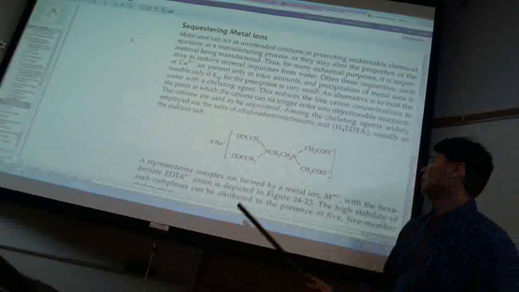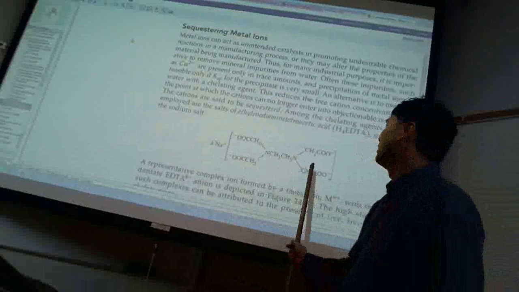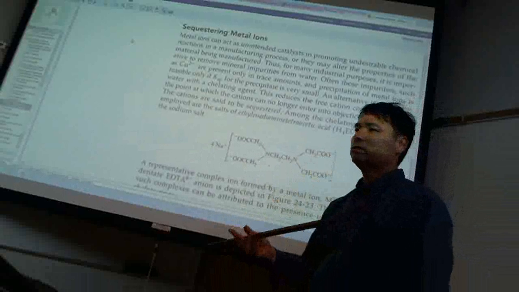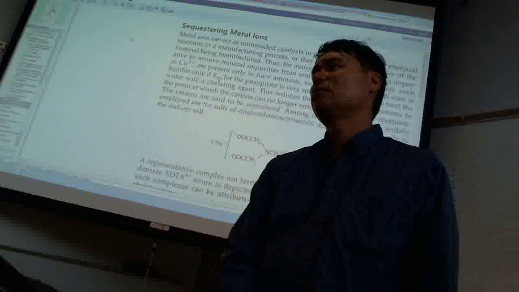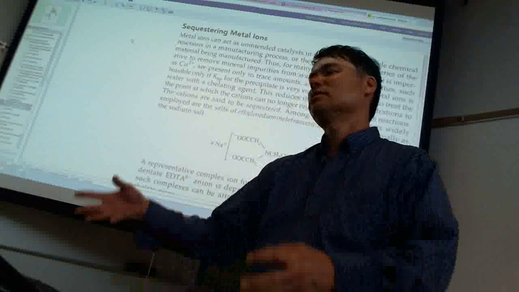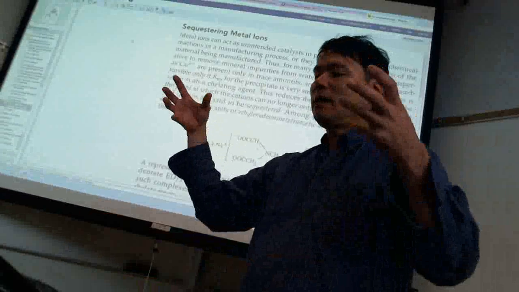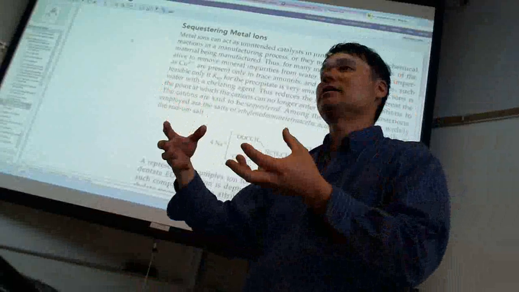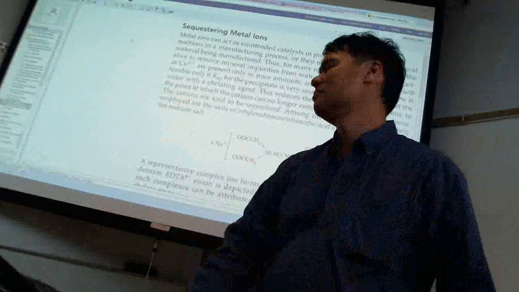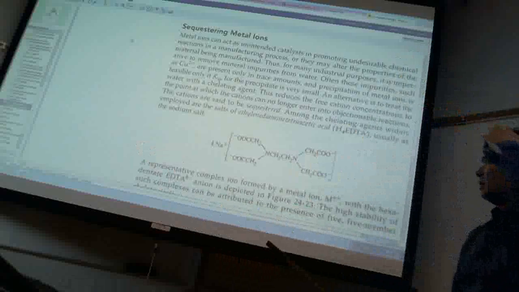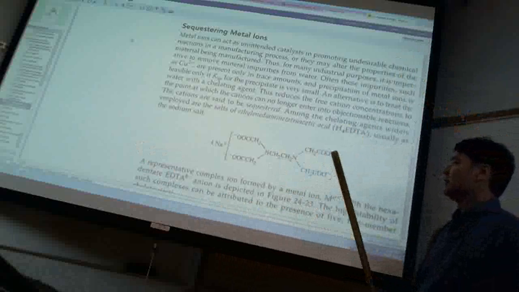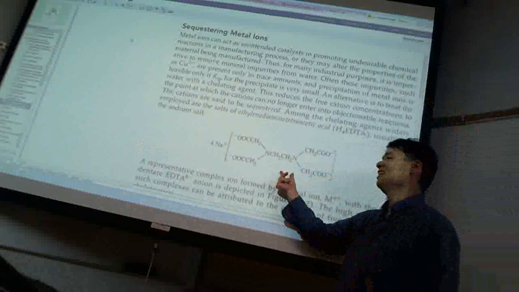EDTA is used for different things. For example, EDTA is used as a food preservative. What happens is EDTA sequesters, like binds. EDTA binds to magnesium ions, prevents bacteria growth, and for food. And when it binds so tightly, it's hard to break off.